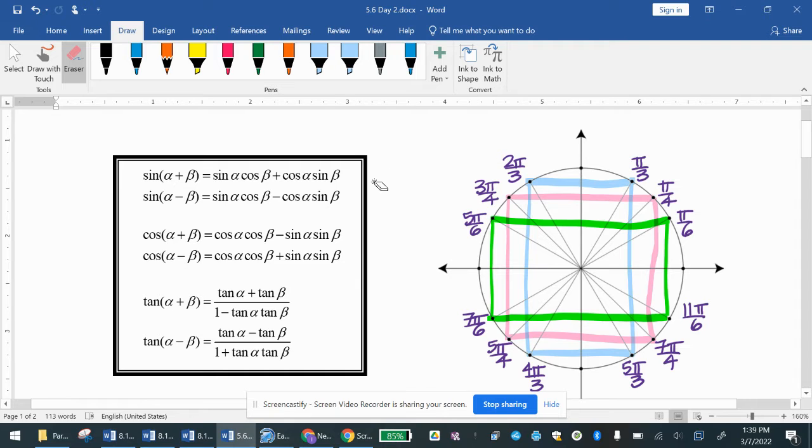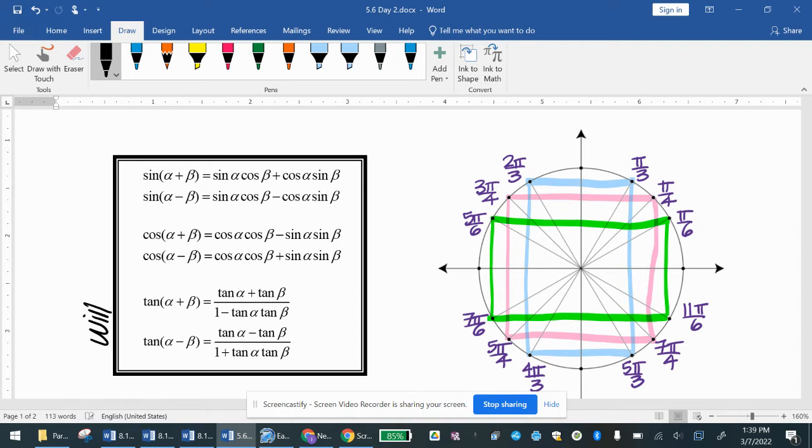Okay, so notice that these identities are ones we're repeating from the last lesson. These will be provided. You don't have to memorize these, but you have to know how to use them. So we have a sum and difference of sine, cosine, and tangent.